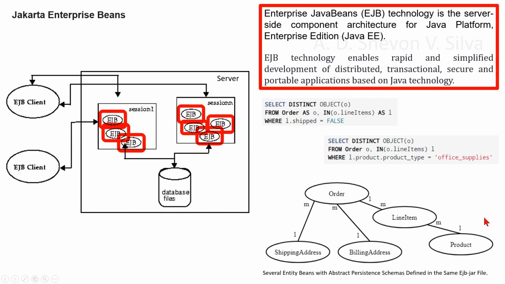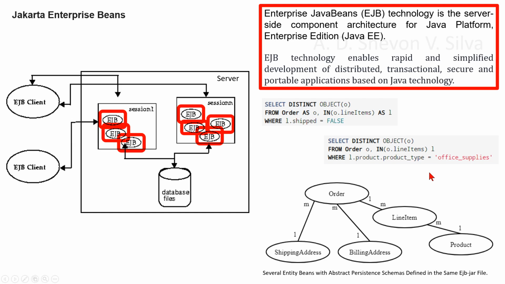For example, if the abstract schema type product has a CMP field named product_type, a finder query for the order EJB can be specified using this CMP field. Such a finder query might be: find all orders for products with product type office supplies. The enterprise beans QL query string for this might be as follows.